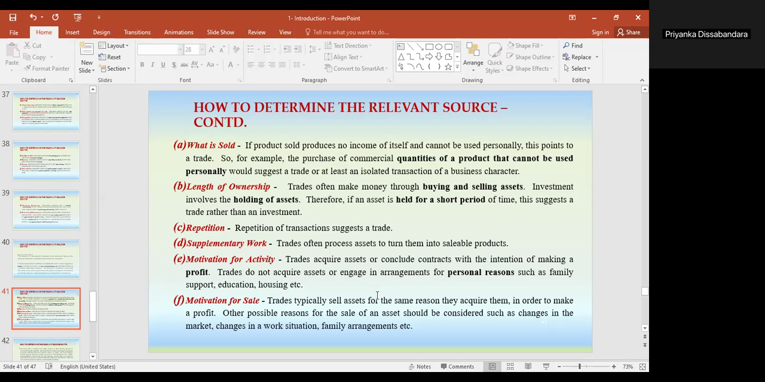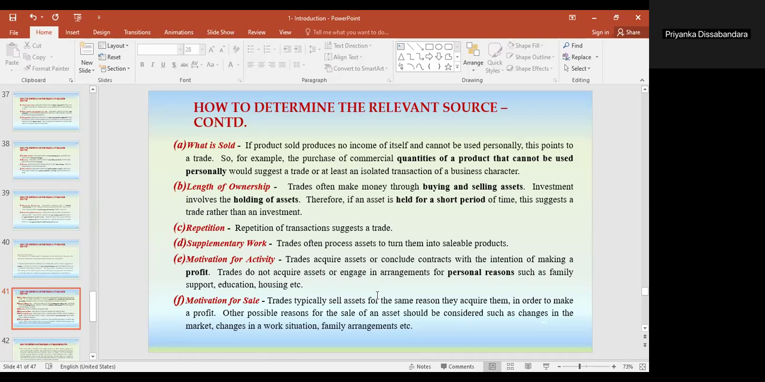Supplementary work. Traders often process assets to turn them into saleable products. Supplementary work means that not only the trade, but supplementary work is also there. When we give something, there are after-sale services. Various such activities take place.